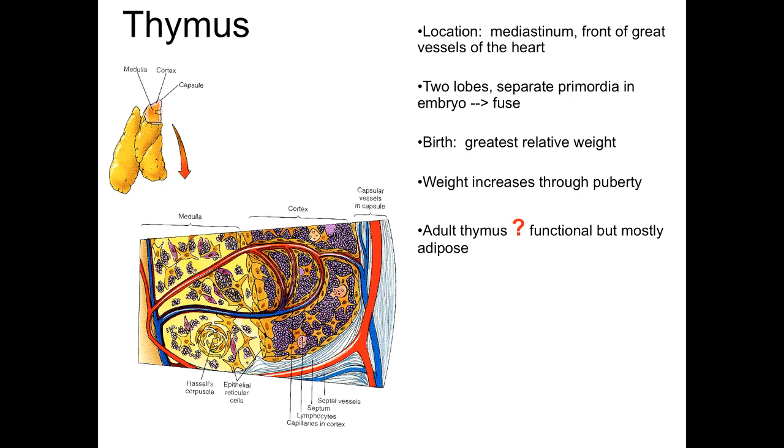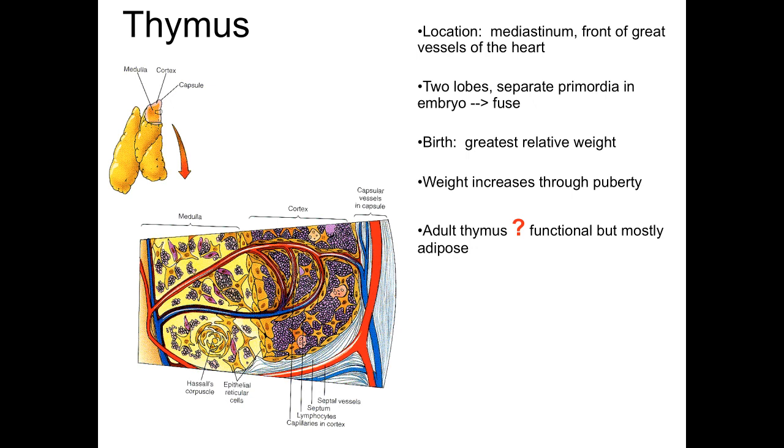As you know from gross anatomy, the thymus is located in the mediastinum in front of the great vessels of the heart. In the embryo, the thymus originates as separate primordia that fuse. The thymus achieves its greatest relative weight at birth, although the weight of the thymus increases throughout puberty. The adult thymus is mostly invested with adipose tissue, but in humans and other primates, the thymus is functional.